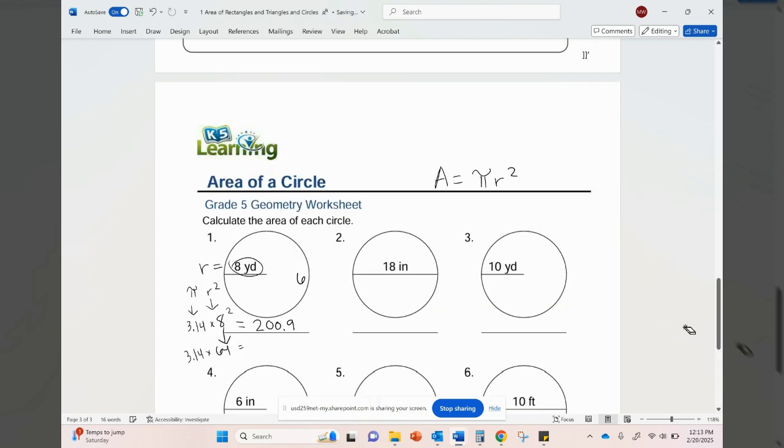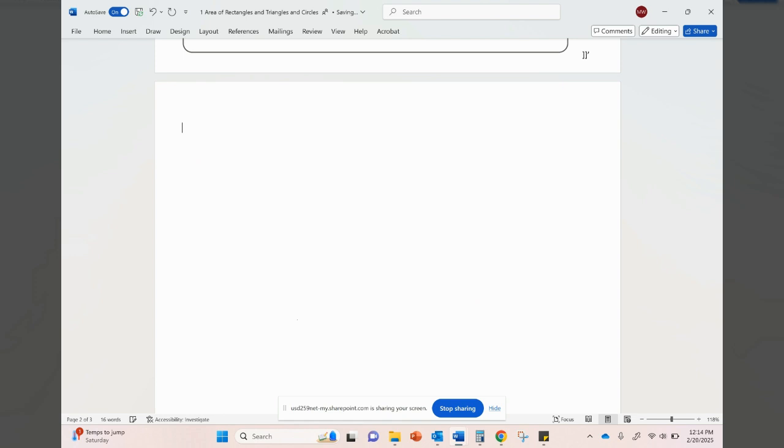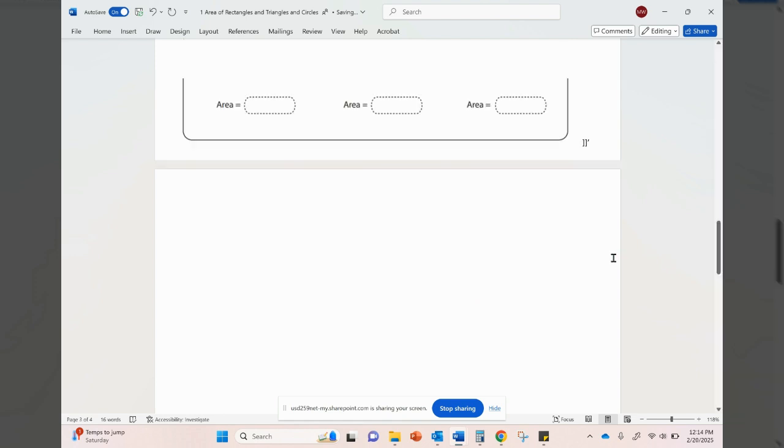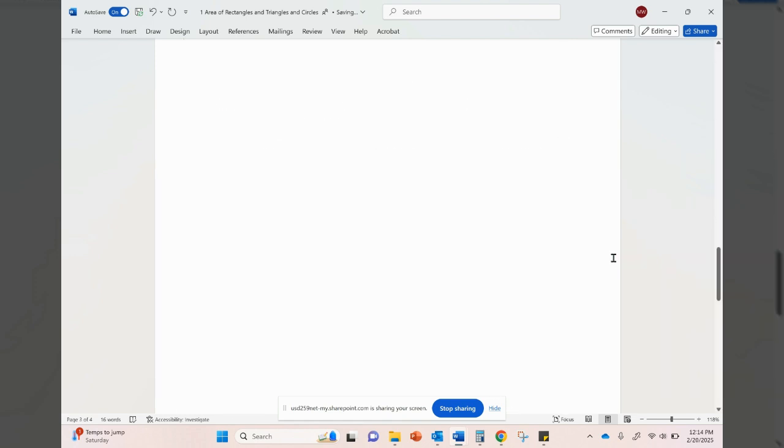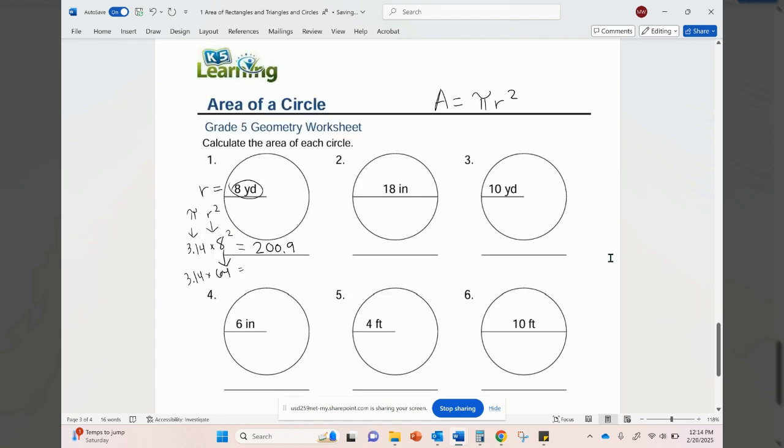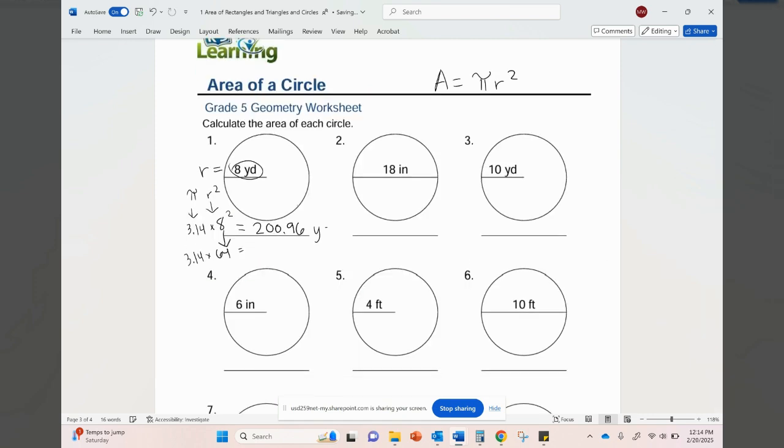Oops. My goodness. Did it go? There we go. 200.96 yards squared. Area, you always put yards squared. And actually, we're going to use the approximate sign for area of circles.